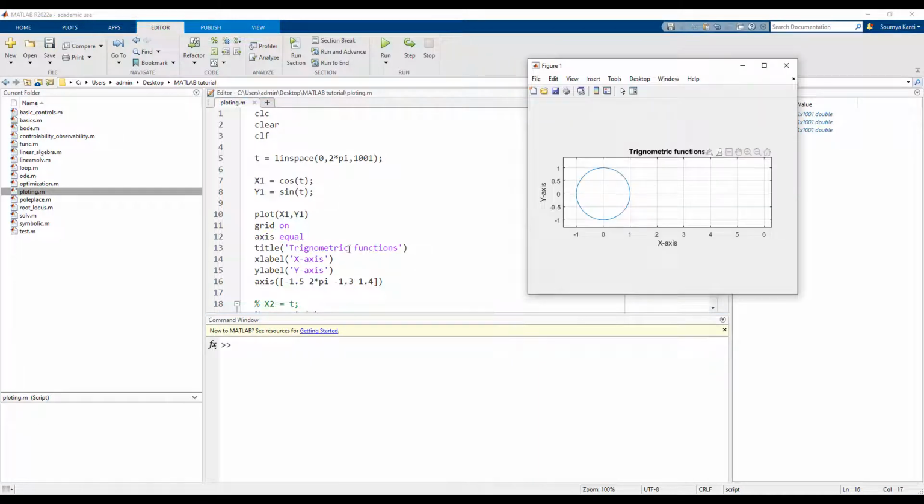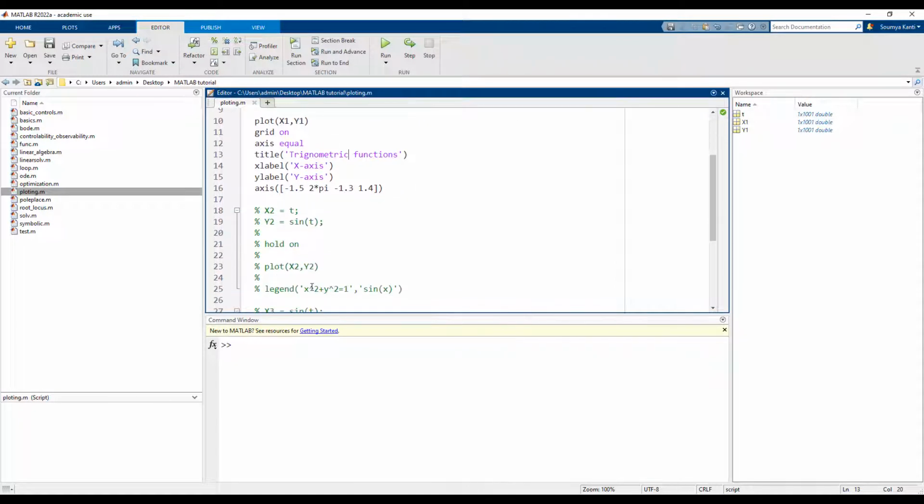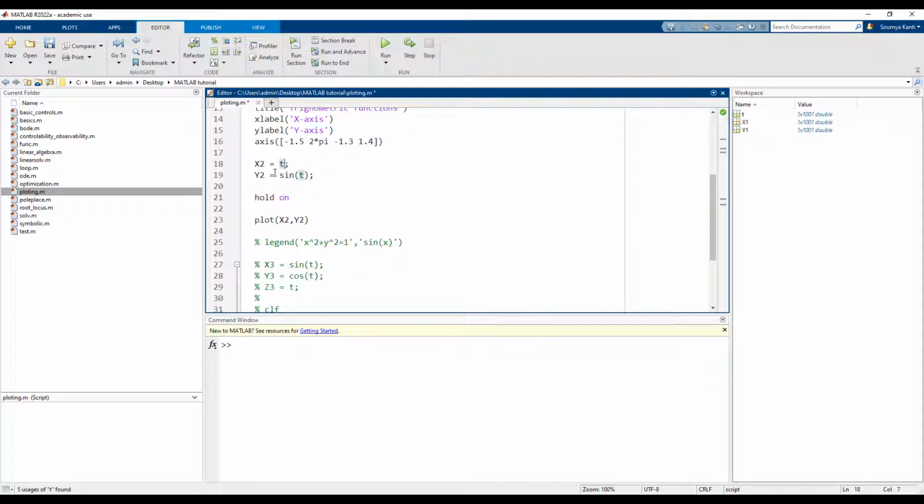So this was this. Suppose I now want to plot something over this plot. Here's what I'm doing now. Suppose I want to plot sine t over it. Again I'm taking the same variable t in x2, and in y I'm storing sine t. Now hold on will hold the plot and plot over it.